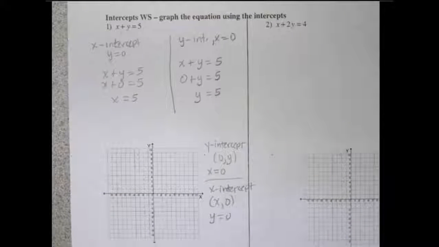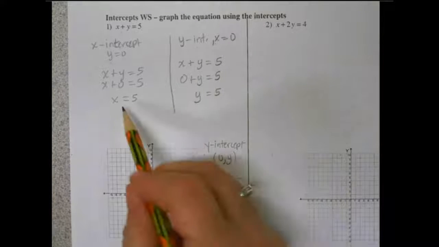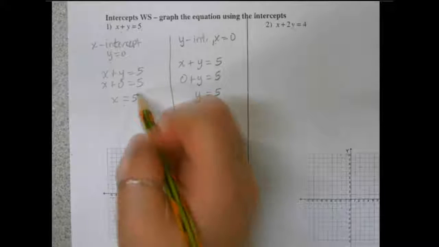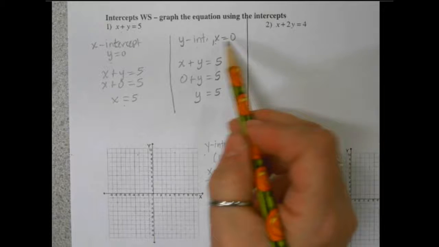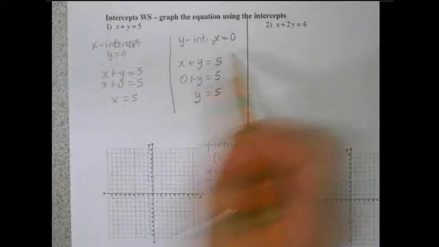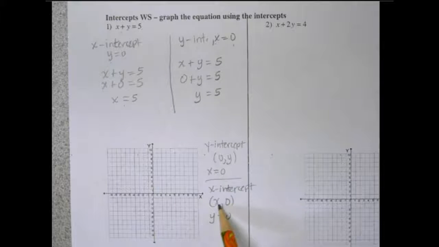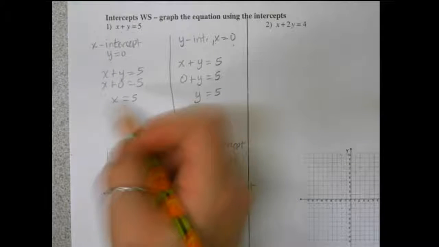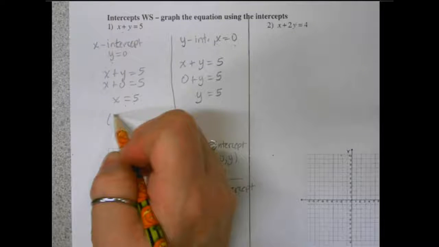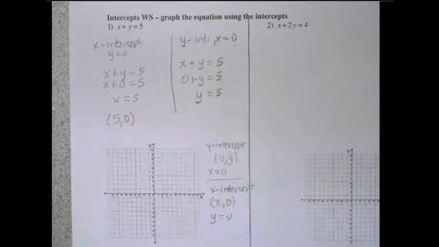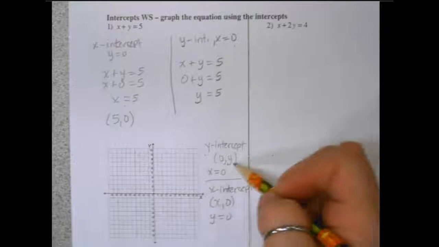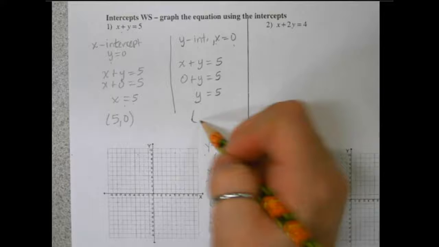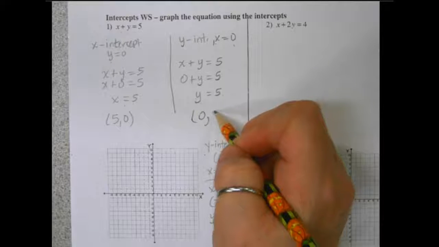So to graph that, I'm going to need a straight edge, and I'm going to graph my intercepts. Remember I said for my x-intercept, when y is 0, that's here. It's going to be the value for x, and then 0. So this is going to be 5, 0. Here, my y-intercept, when x was 0, x is 0, and my value for y is 5.